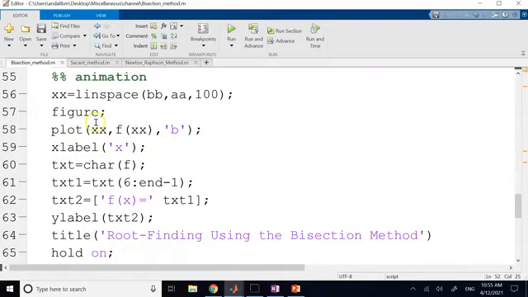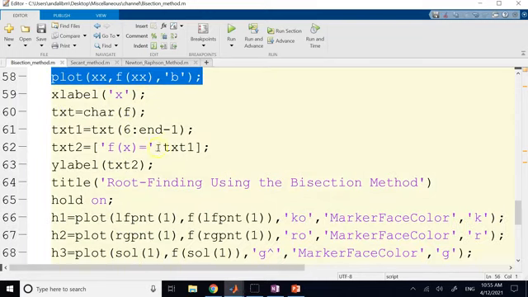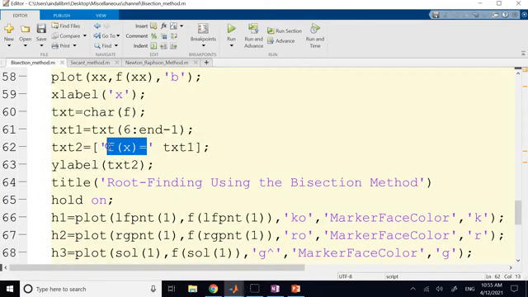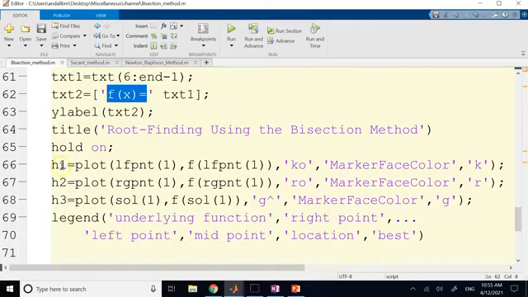And here I have an animation. I first plot the underlying function, and I provide a title for the function using the function itself. And then I plot 3 points. One is the left point of each range. I do it using a black circle. Then I do the right point of each range, using a red circle. And then I do the mid-range, and I do it using a green triangle.